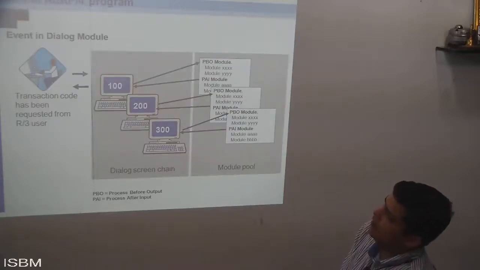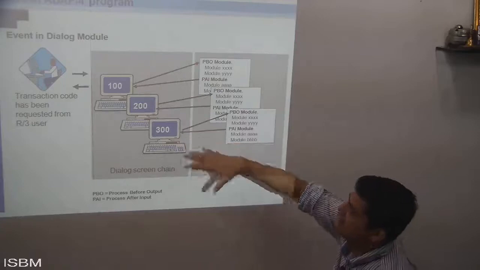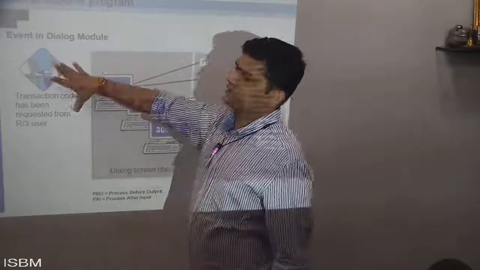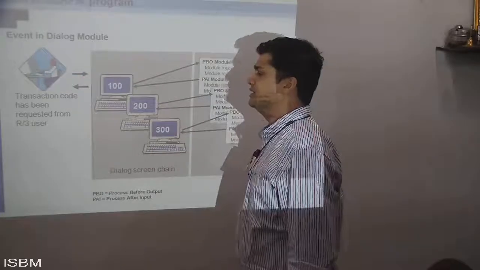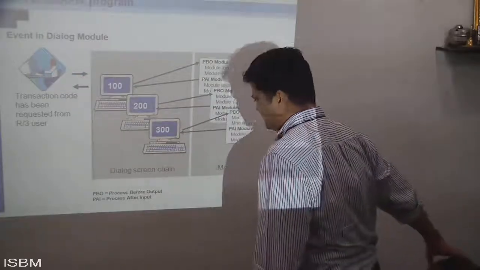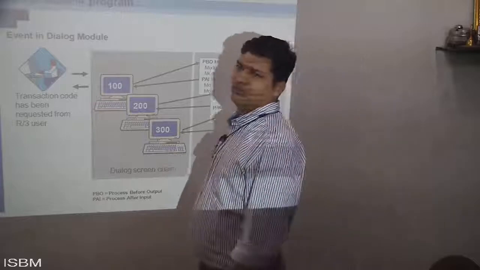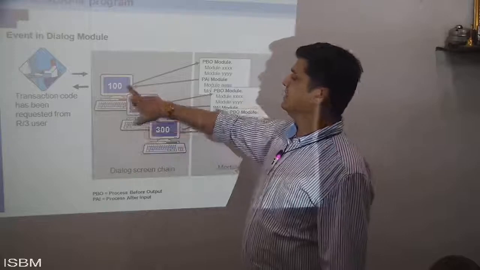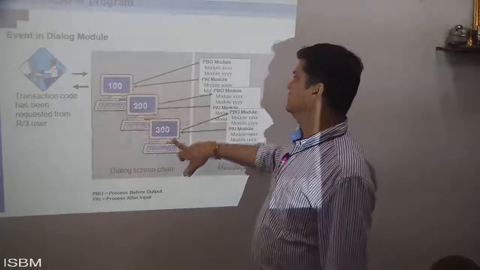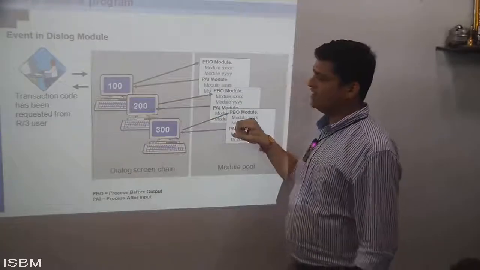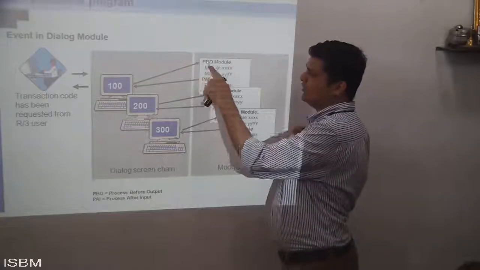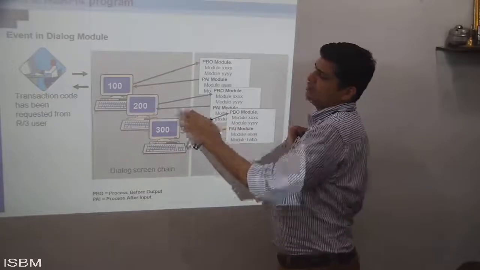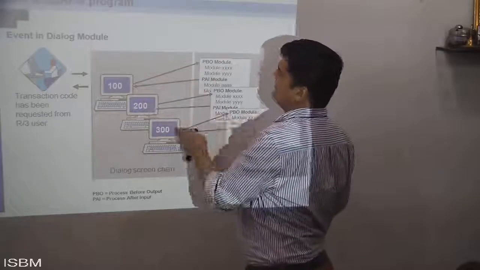So, events in a dialog module. This is a screen. A transaction code has been requested by the user. So they have requested some transaction code, like SM30 or SE38 or MIGO, whatever transaction they have given. So there is a screen. You can see screen number 100, 200 or 300. For each and every screen, two modules are used, PBO and PAI. So each screen is related with a PBO and a PAI.